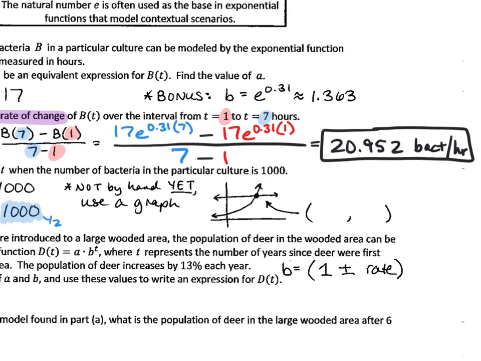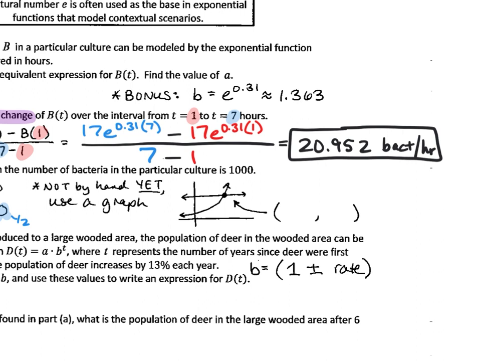We should get that the intersection point is 13.144, comma 1,000, which means that the number of hours is 13.144 hours.